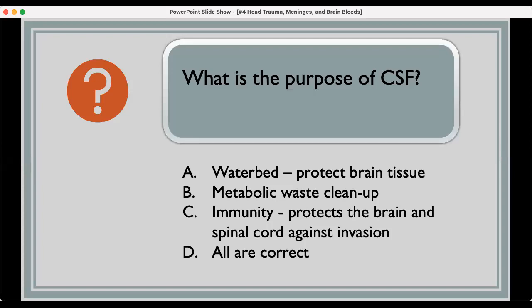The purpose of cerebrospinal fluid, there's probably a lot more than have been included here, but if you've answered all are correct, it does provide a nice waterbed for the brain. So as your brain is sloshing around up there, you pop your head, it protects your brain tissue. It also cleans up all the metabolic waste, and it provides immunity. It protects the brain and spinal cord against invasion. So the answer, all are correct.